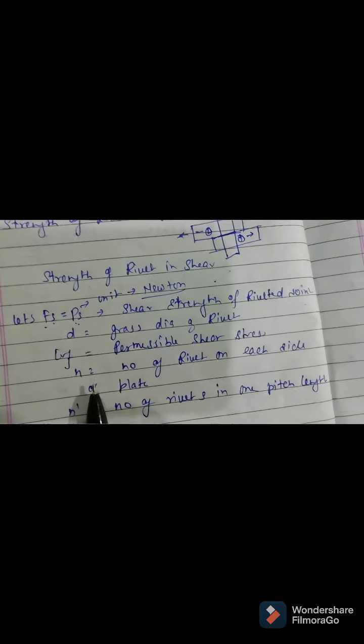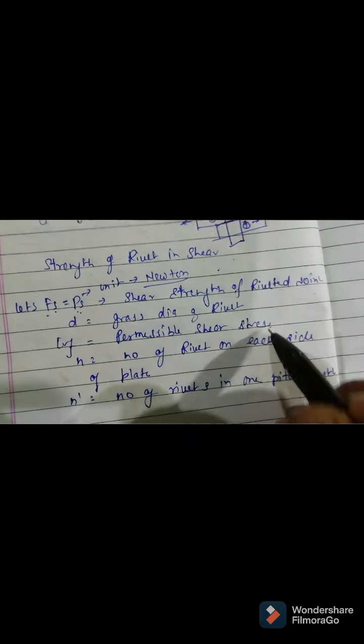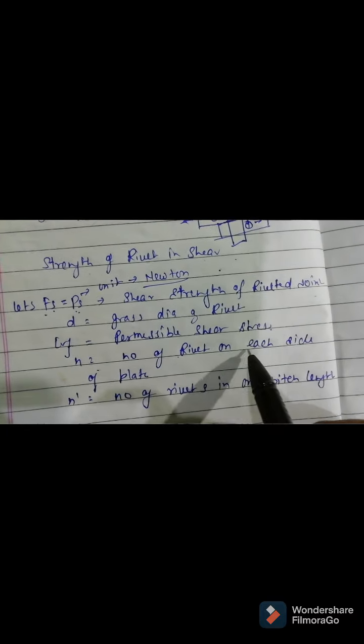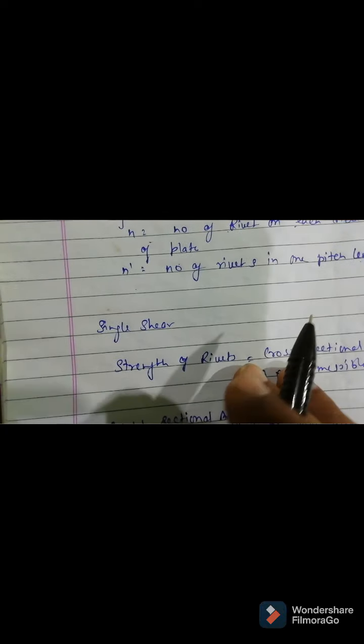Tau Vf is the permissible shear stress, which was already discussed. N is the number of rivets on each side of the plate, and N dash is the number of rivets in one pitch length. Now, single shear, and the second one is double shear. So first make the concept.